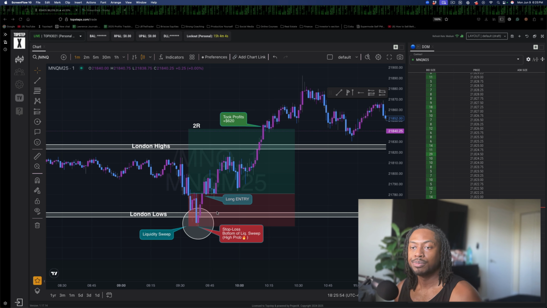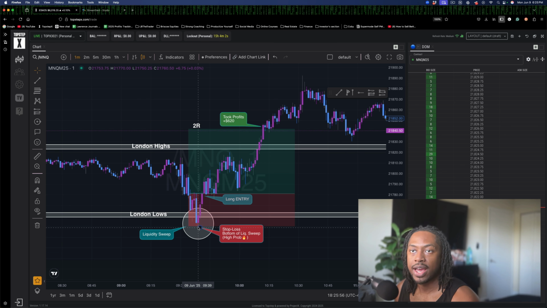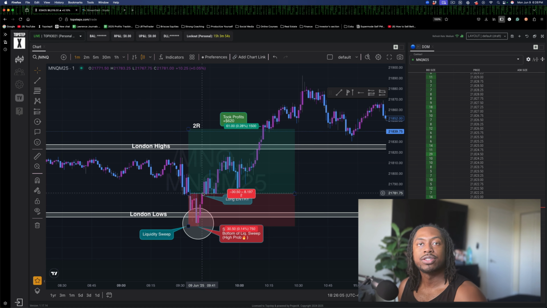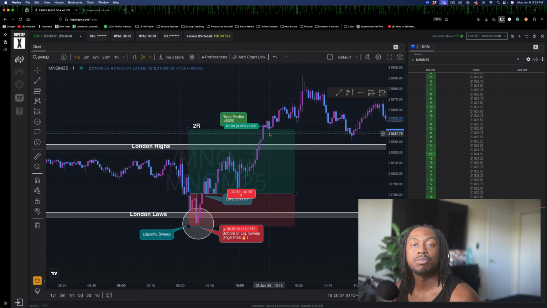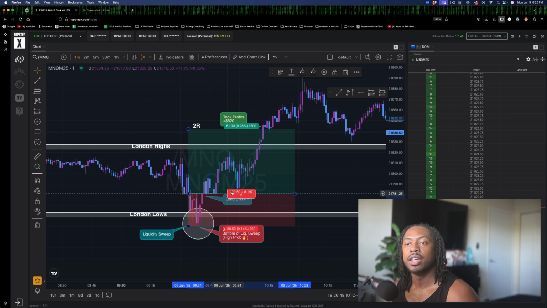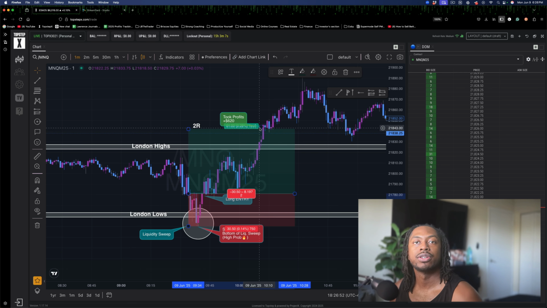So I entered long. My stop loss is at the bottom of this liquidity sweep, which is 750s. I entered around 780s. That's 30 points worth of risk. I always want to go for at least a 2R, so we're aiming for 60 points worth of profit. So I set my stop loss at 750s, entry is at 780s, and profit target is now 840s. So we're risking 30 points to make 60 points.